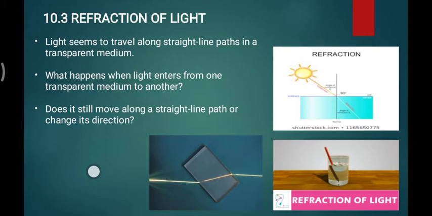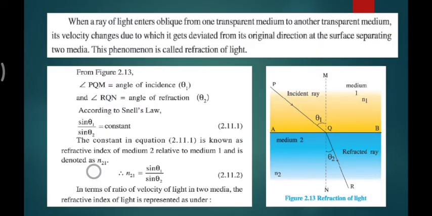What happens when light enters from one transparent medium to another transparent medium? The light is bending. Does it still move along a straight line? You can easily answer those questions now, because we have done the common understanding of reflection. Now this is the simplest kind of diagram, from which our students can understand very easily.